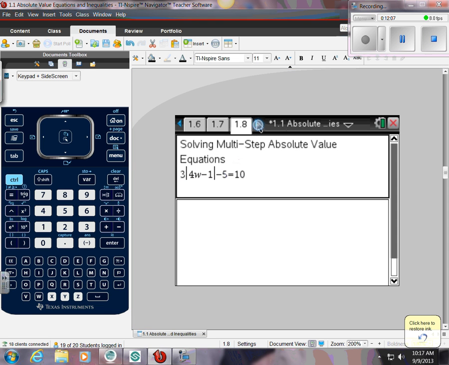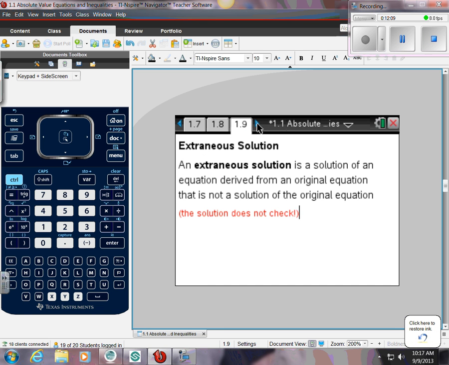Okay, next page. So now what we're going to talk about is something called extraneous solutions. An extraneous solution is when you have a solution, then when you check it back into the calculator, it says false. What do we do with false solutions?